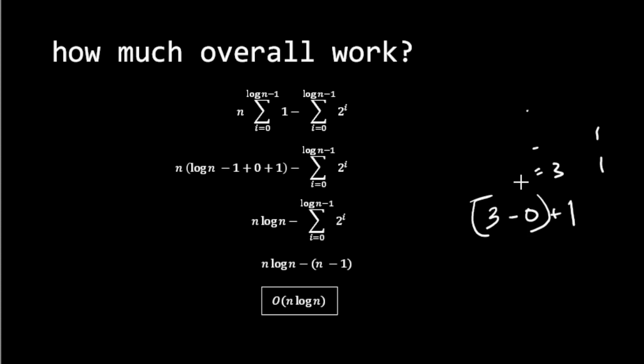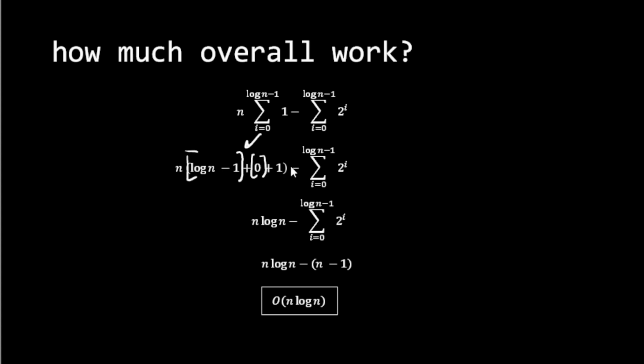So this is just the simplification here on this step. The end is log n minus 1, and the start is 0. You have to add the 1 because it's inclusive, right? But it doesn't really matter. It just simplifies to log n anyways. So this is n times log n, which is the dominating term. And then this term over here simplifies to n.